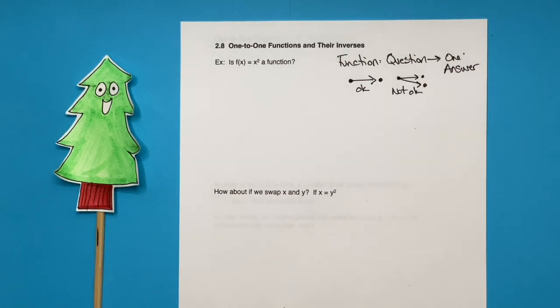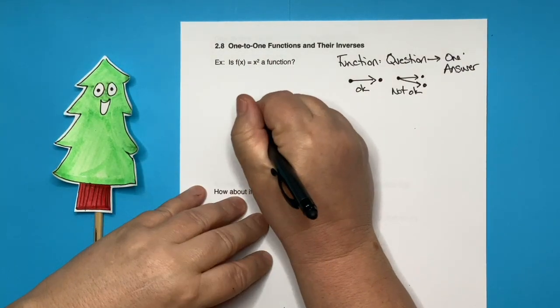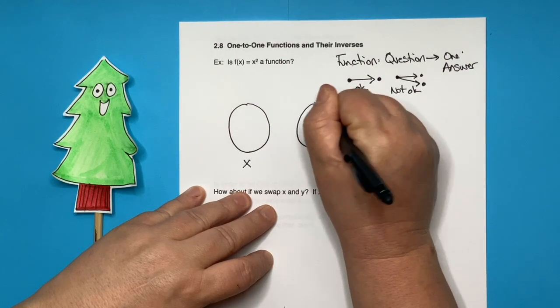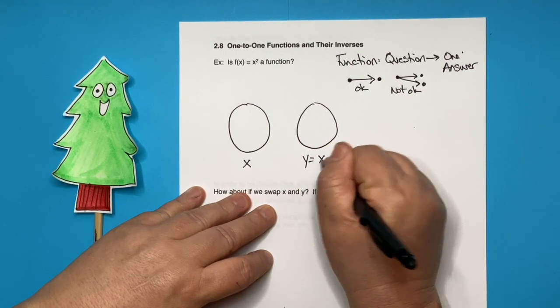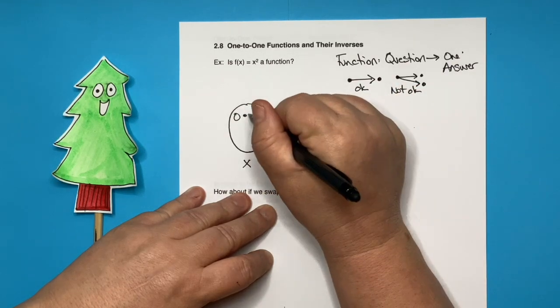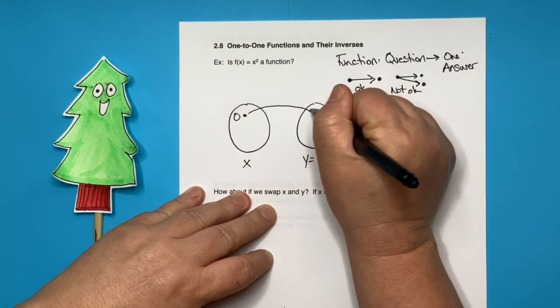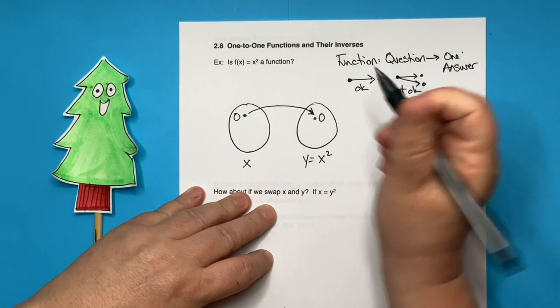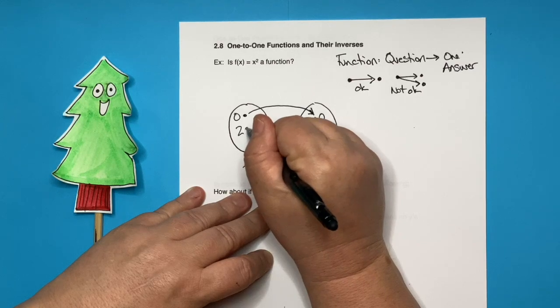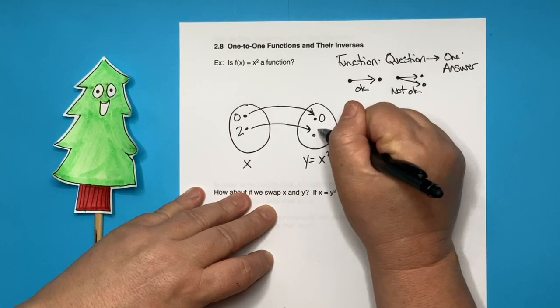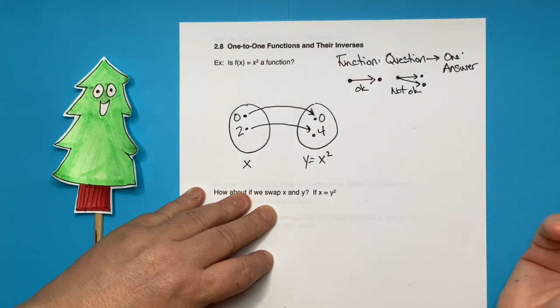So, is f of x equal x squared a function? Well, let's just go ahead and take a look. Let's draw some Venn diagrams. Y equals x squared. Start with some points. If x is 0, that corresponds with what y value? 0, because 0 squared is 0. I'm going to pick the point 2. That corresponds with 4, because 2 squared is 4.